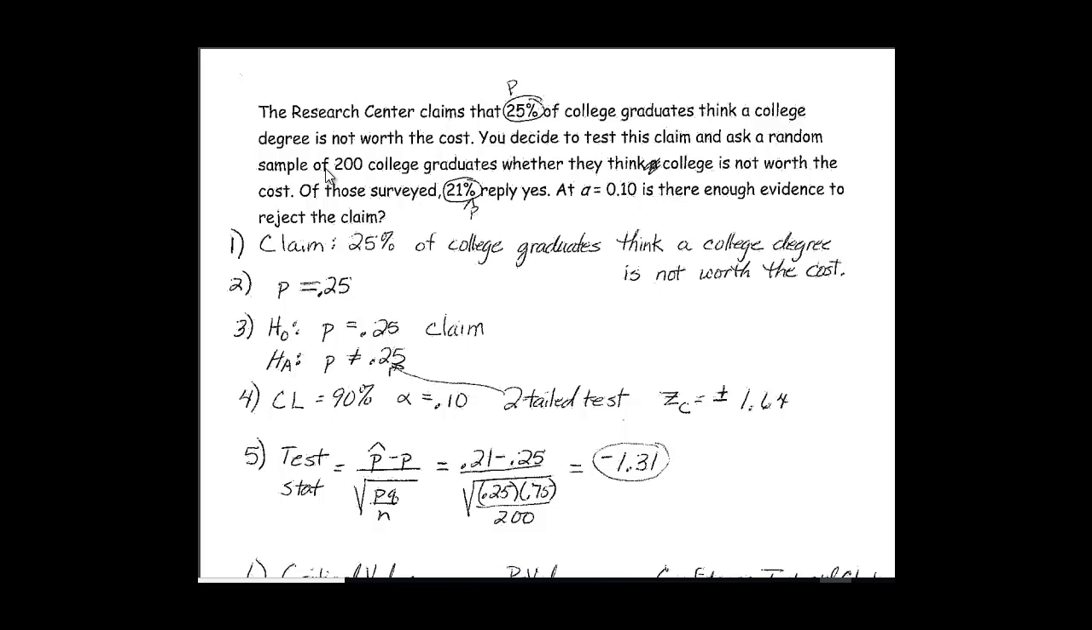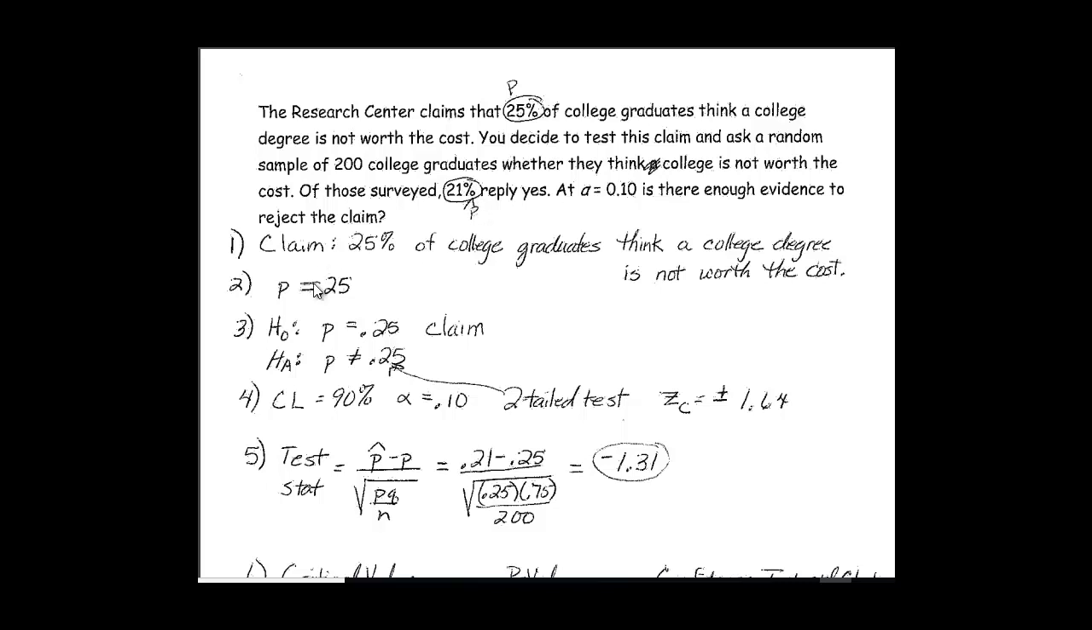So you do your own sample of 200 college students, and within that sample you come up with 21% replied yes, they felt like it was not worth the cost. So this 21% is your p-hat. It's a result of your survey or your sample. This 25% is the population proportion that we are testing. So that's going to be really important that we get those straight. Always the data, or the summary statistic, that is coming from your sample is your sample statistic, or your p-hat in this case.